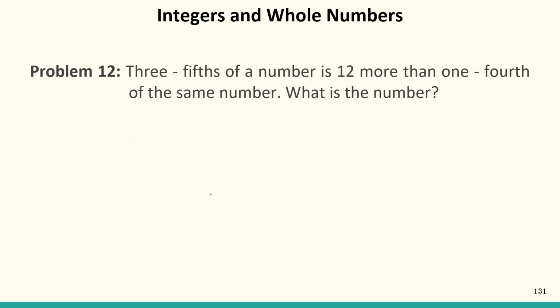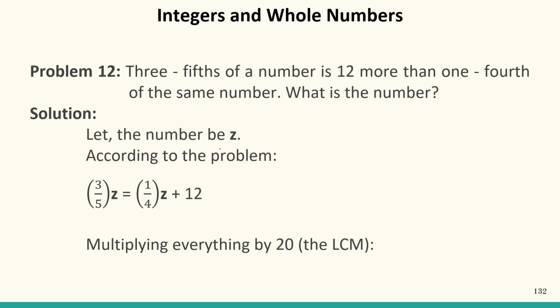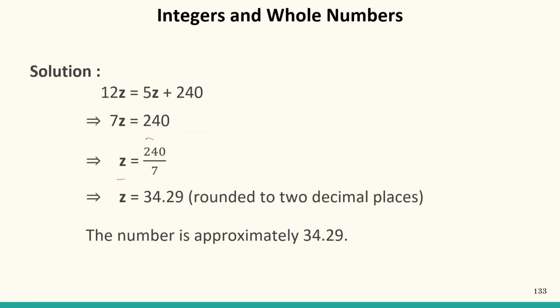Okay. So 3/5 of a number is 12 more than 1/4 of the same number. So 3/5 z is equal to 1/4 z plus 12. Okay, we can derive this conclusion right from here. So multiplying everything by 20, we are left with z is equal to 240/7. So z will be 34.29. So the number is approximately 34.29.